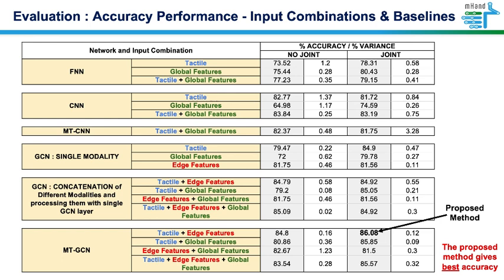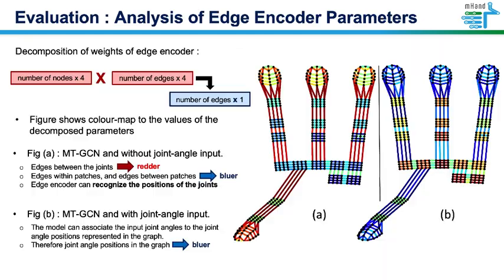To evaluate the performance of the proposed method, we first compared detection rates of all the models. As you can see, the proposed method, which is the MTGCN with tactile and edge features and joint angles input combination, gives the best result. More results in this table are explained in detail in the paper. The size of the parameter matrix of the edge encoder is number of nodes times 4 by number of edges times 4.